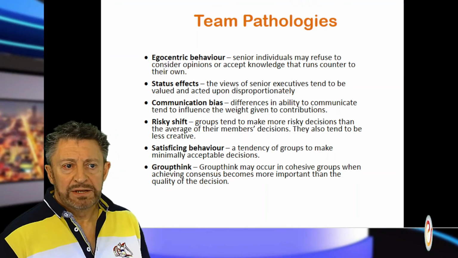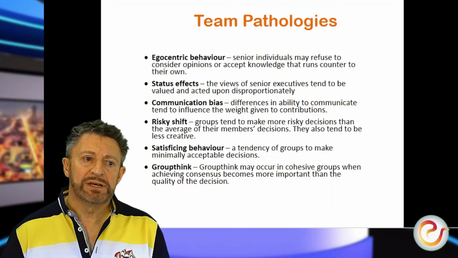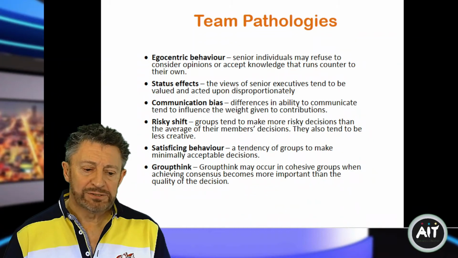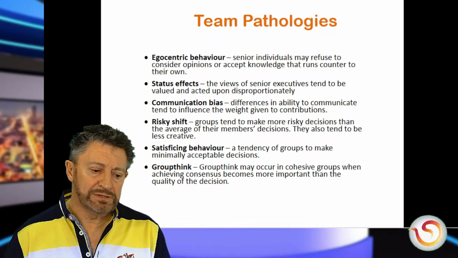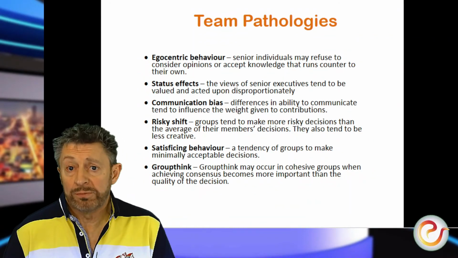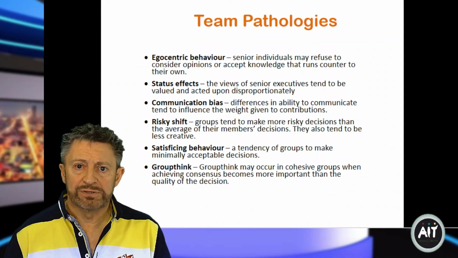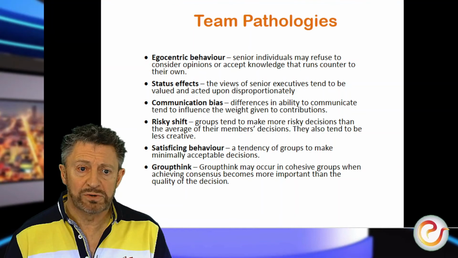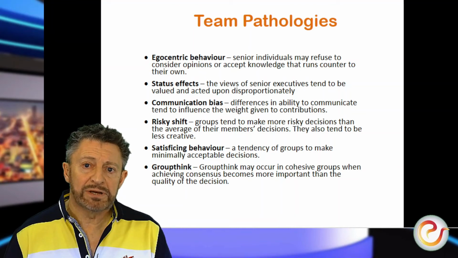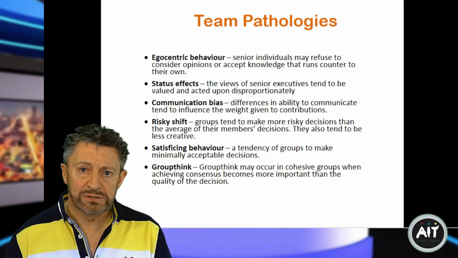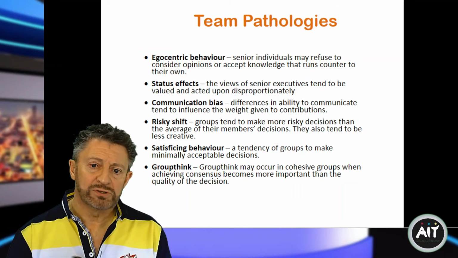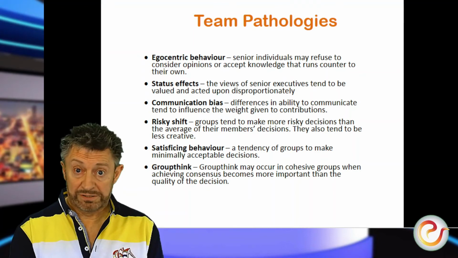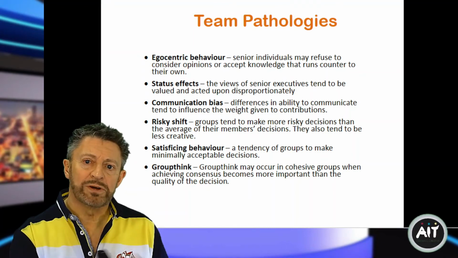Communication bias. Differences in ability to communicate tend to influence the weight given to contributions. So let's just say you're a weak verbal communicator, but you have a very powerful solution or suggestion. That may come across as a weak solution if you're not communicating it well. So sometimes you might say, just hang on, give me a second, let me draw this. And you draw the solution out. It's another way of communicating.